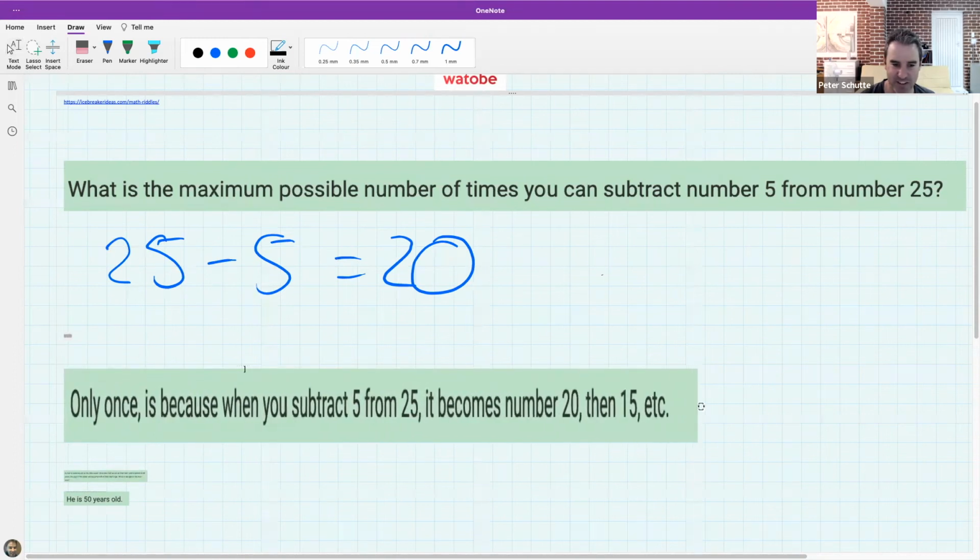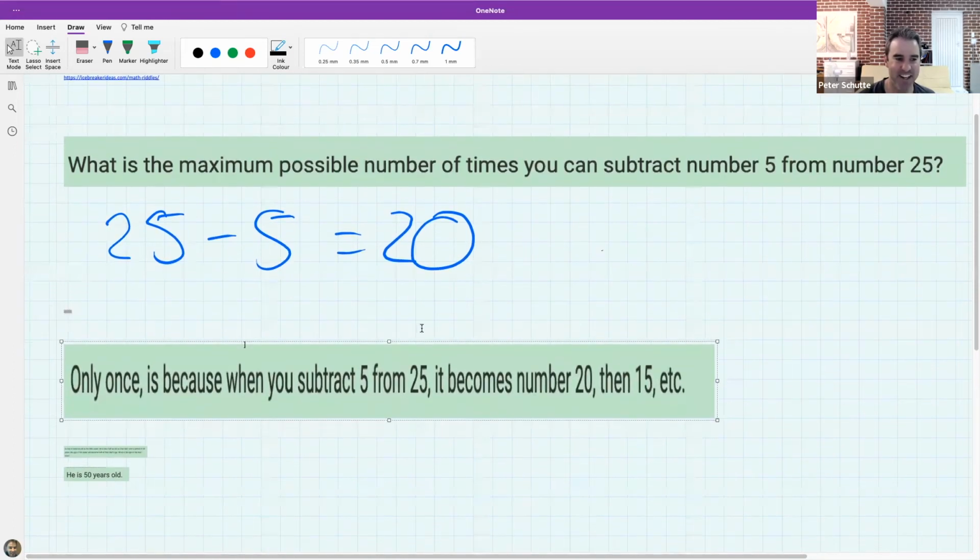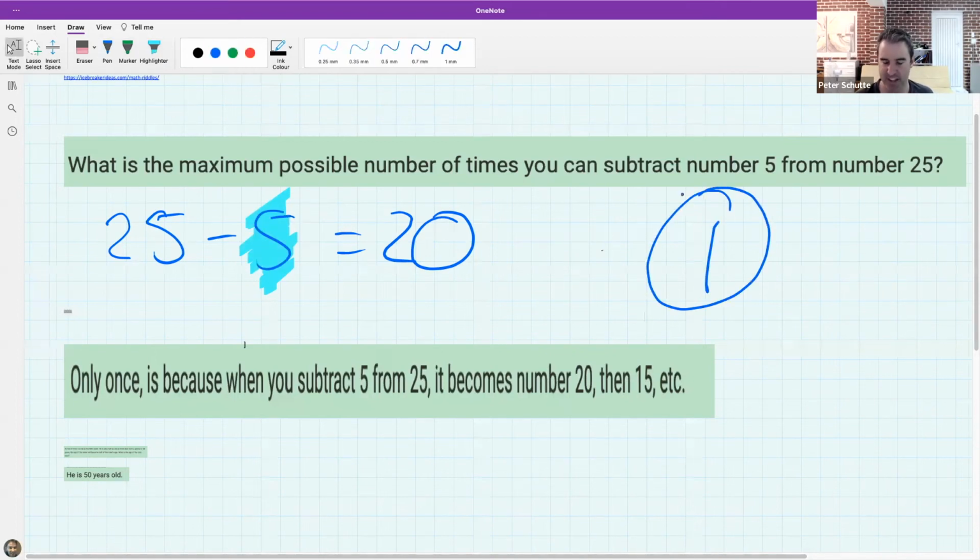The correct answer is once. Because when you take away 5 from 25, it becomes 20. And so you can only take away 5 once. All right. So the correct answer is 1. That's it. It caught me out as well, guys.